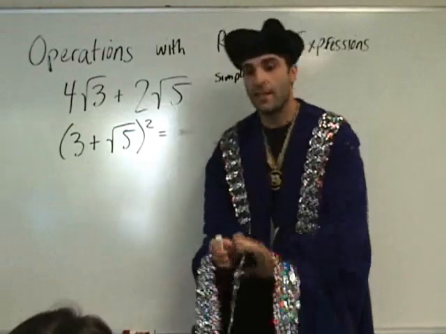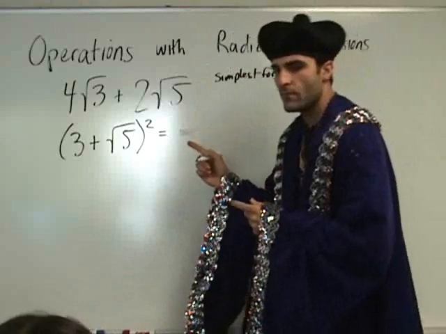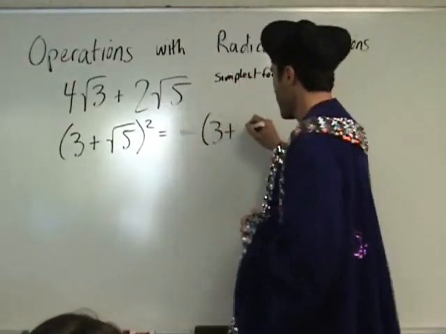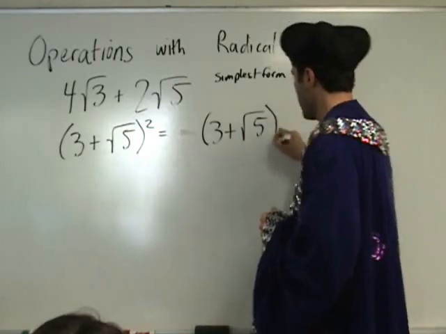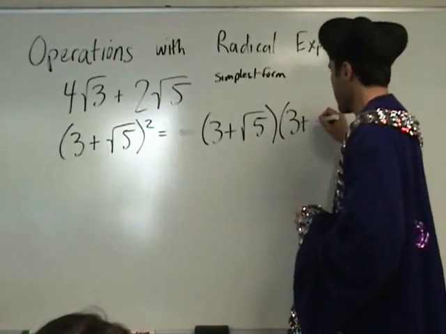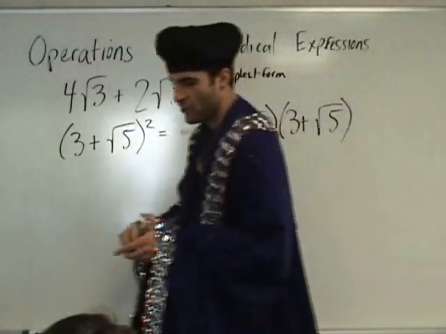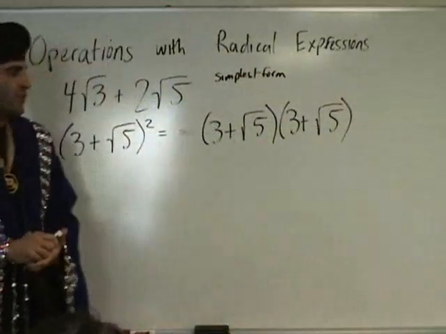First, write it out. So 3 plus square root of 5, and again, 3 plus square root of 5. And maybe foil it. For sure foil it.